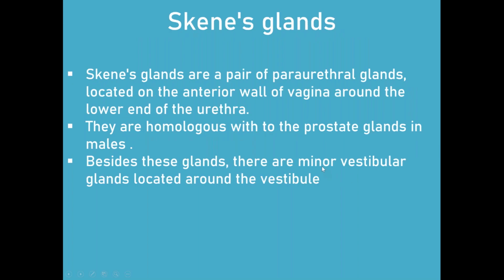Skene's glands are a pair of paraurethral glands located on the anterior wall of the vagina around the lower end of the urethra. They are homologous with the prostate gland in the male. Besides these glands, there are minor vestibular glands located around the vestibule.